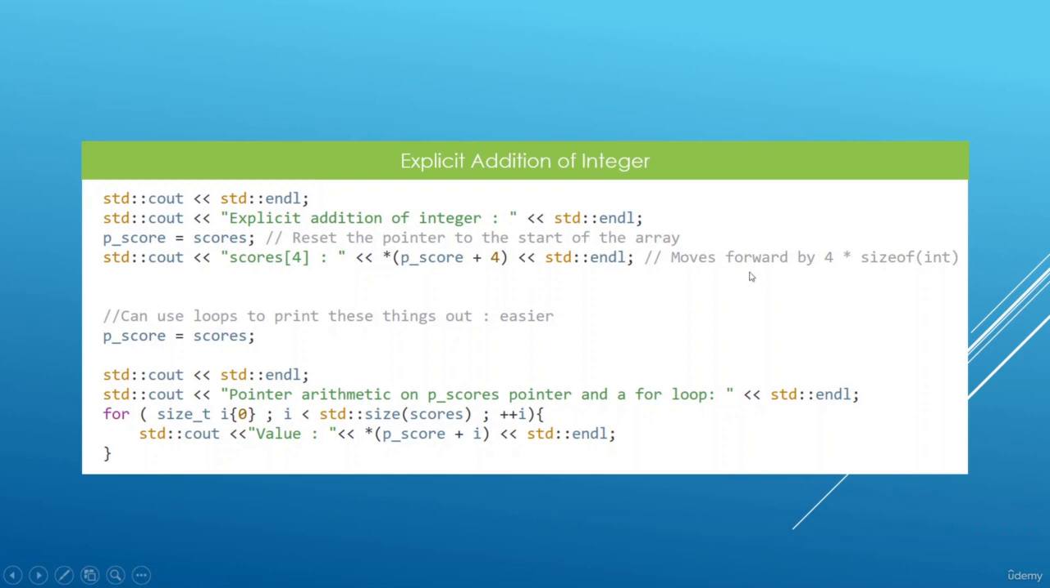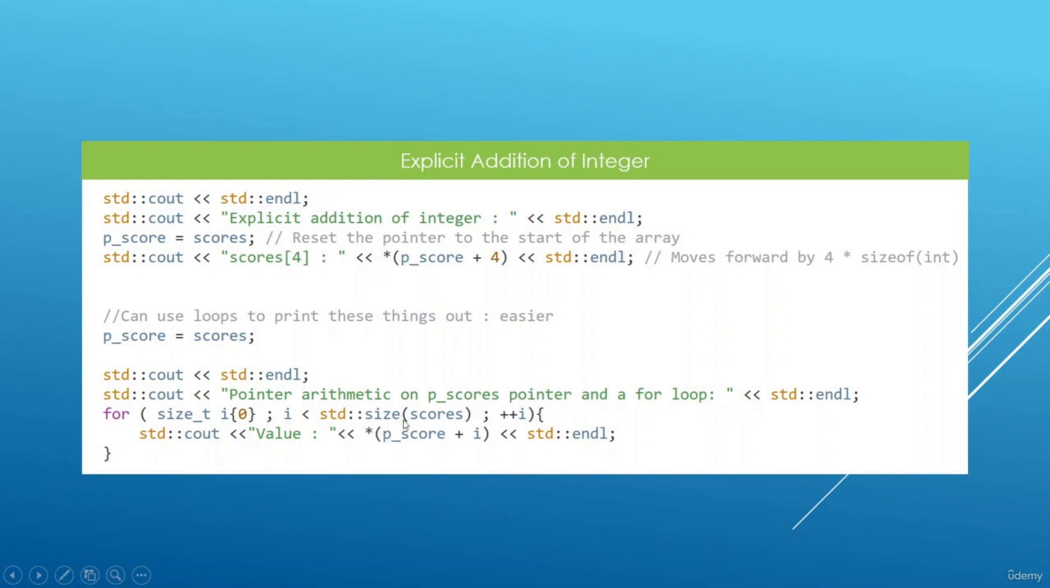So this is going to move forward by 4 times the size of an int in memory. And that's going to be exactly what we get. We can use this technique to print stuff from our array. We're going to reset our pointer to point to the first int in our array. And we're going to loop around like we've been doing all along.